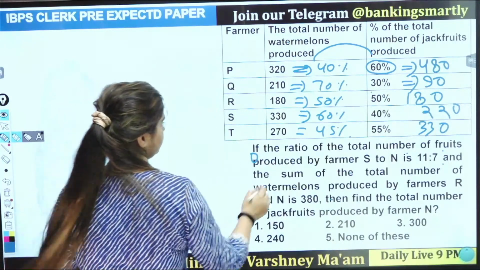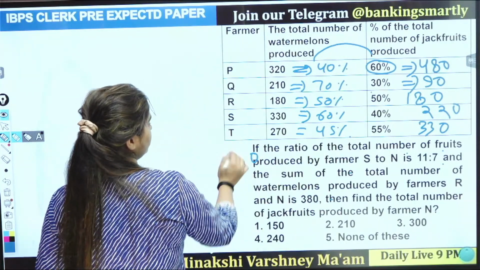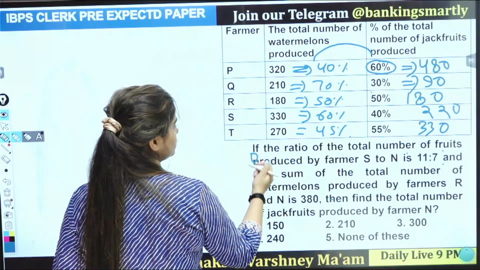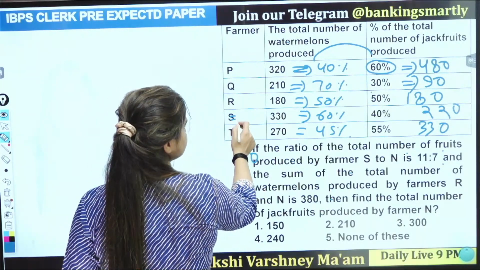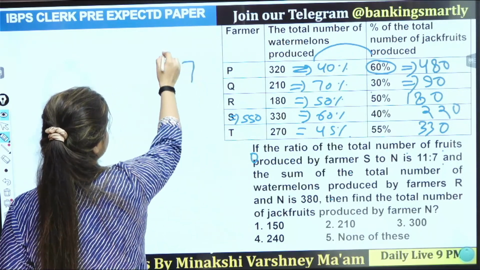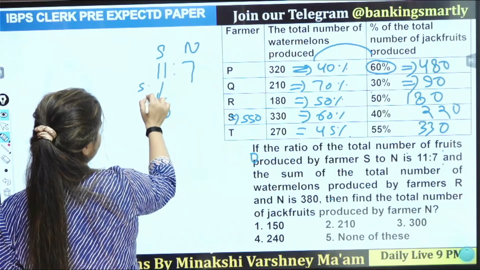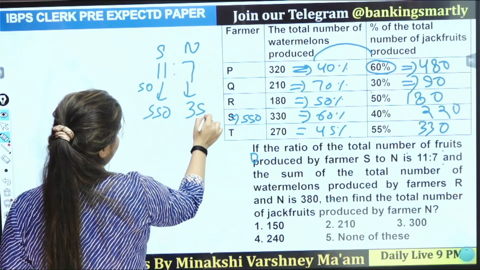Now in this question, the ratio of the total number of fruit produced by S to N. Total number of fruits in S is 550. The ratio is 11:7, S and N. So 11 units is 550, 1 unit is 50, so 7 units is 350. We have the fruits in N.